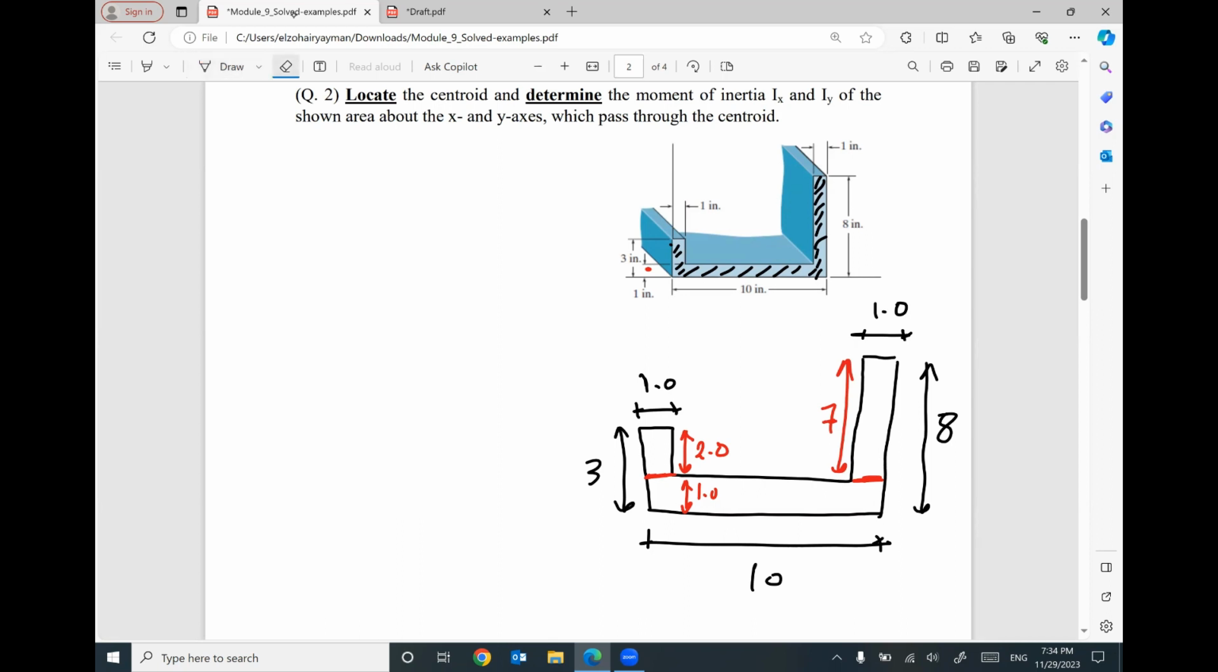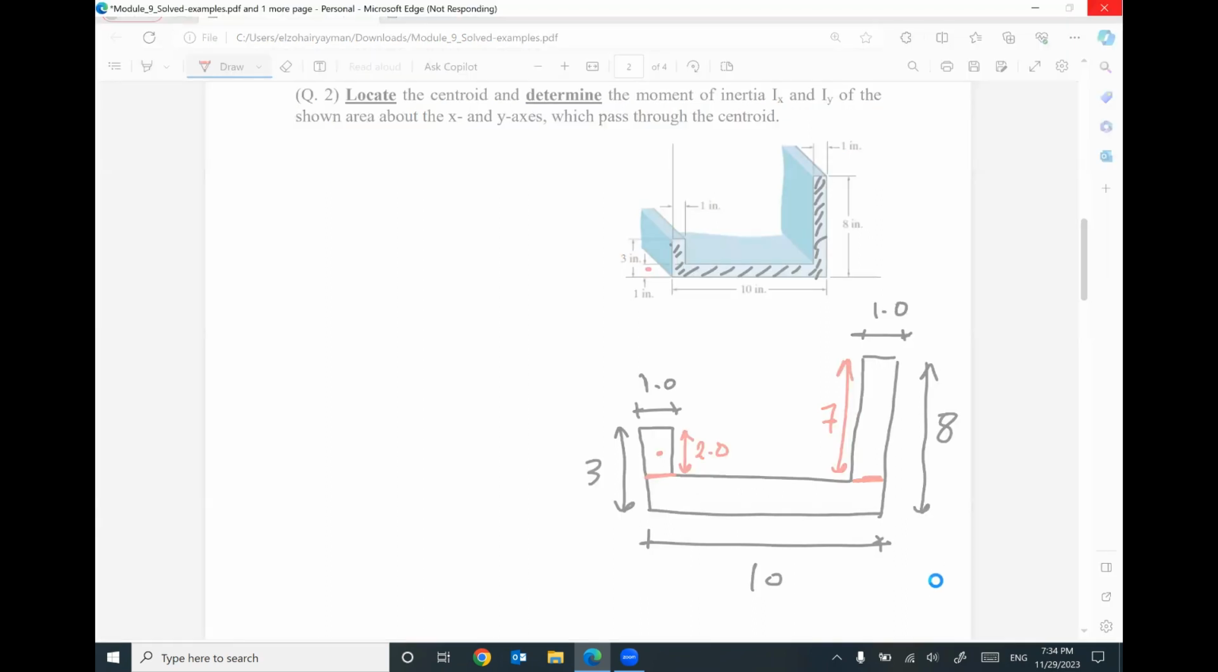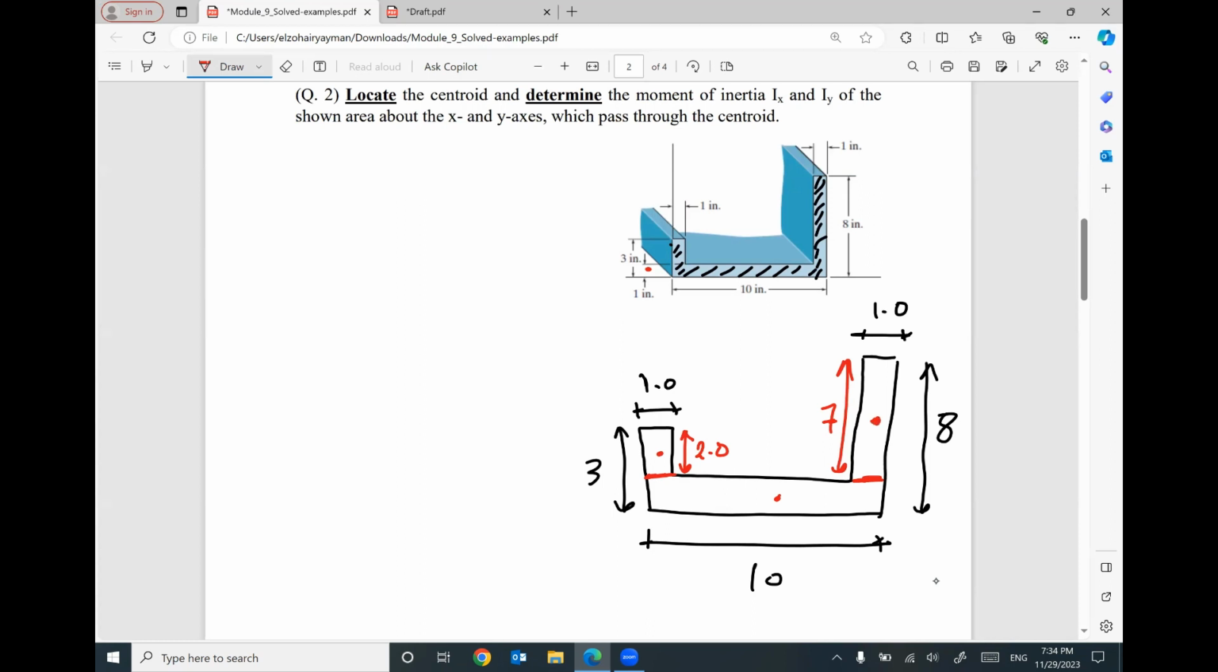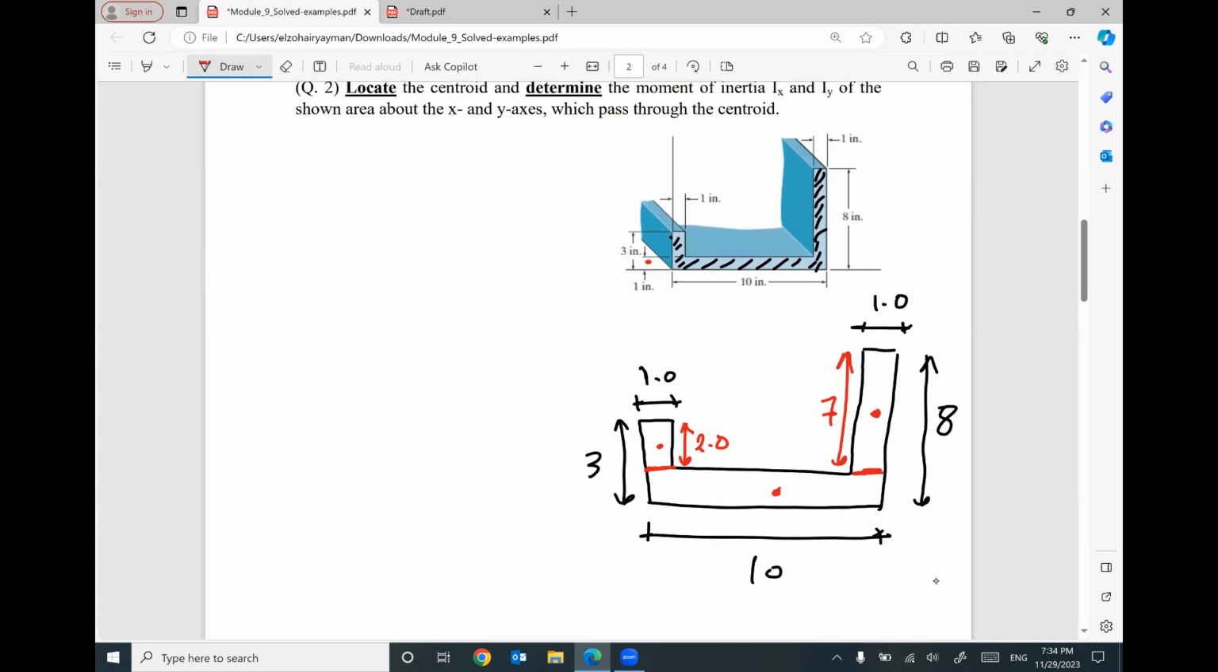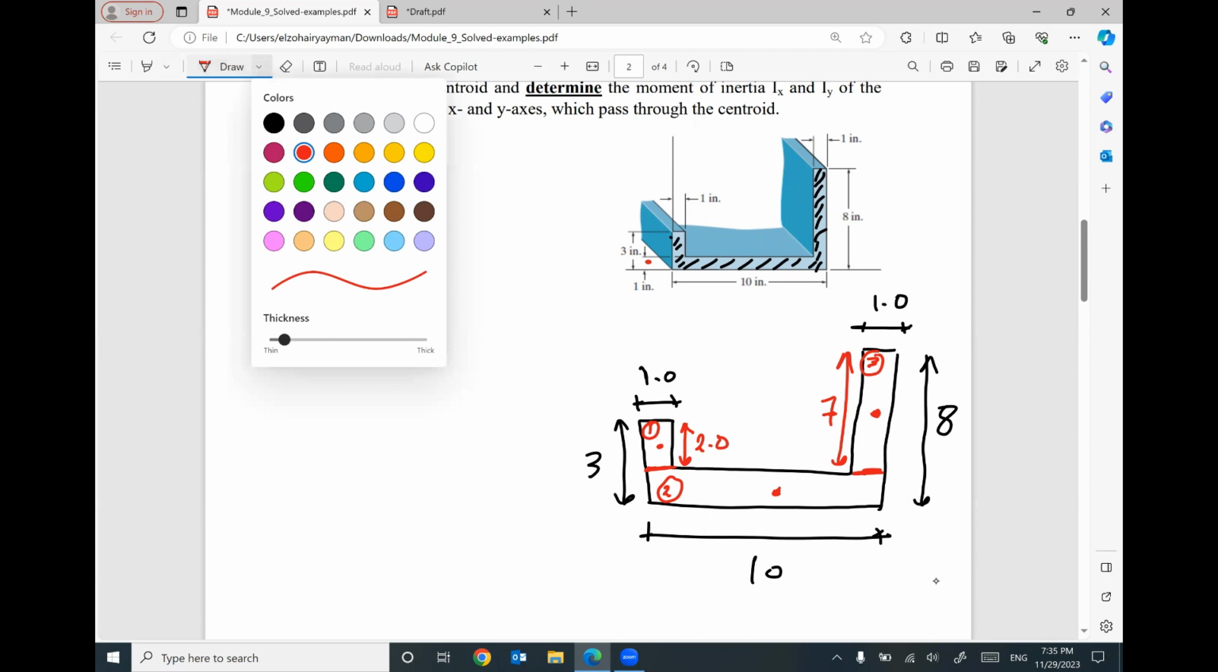And keep in your mind, the centroid for each part is known. Here is the centroid, here is the centroid, here is the centroid. Just a moment. Okay, so I can figure out where is the centroid for each part. So we have part number 1, part number 2, part number 3. I will set up a table.